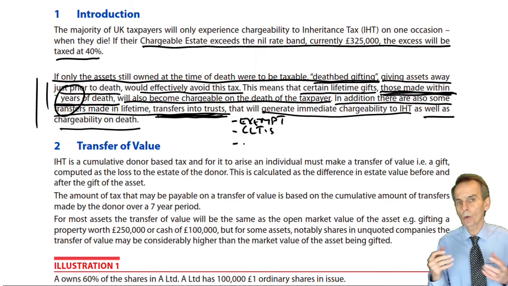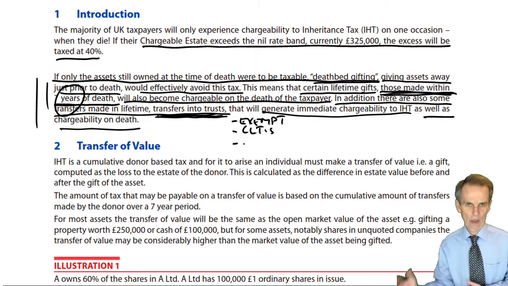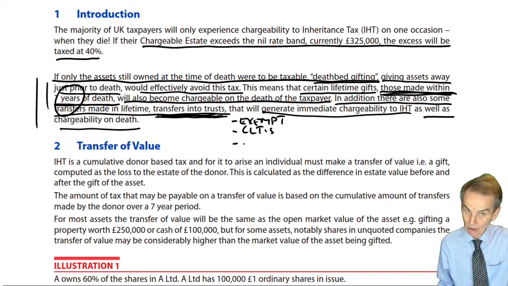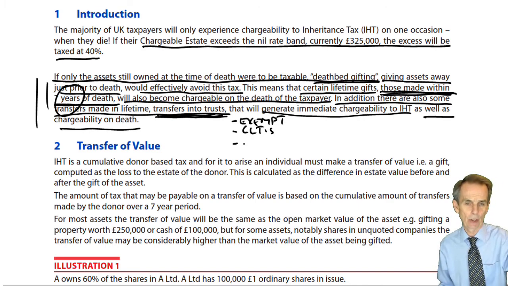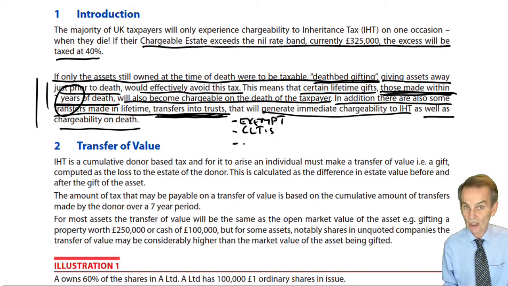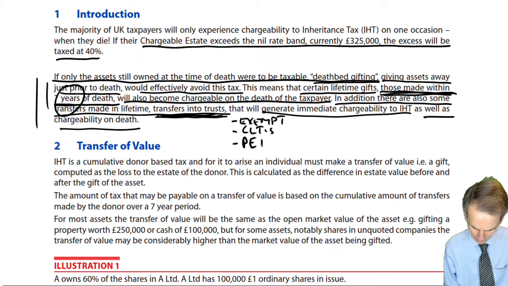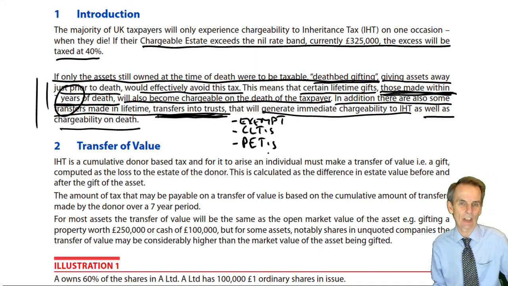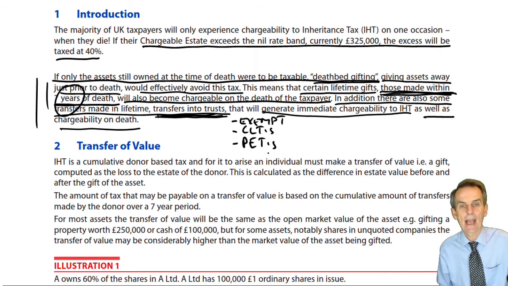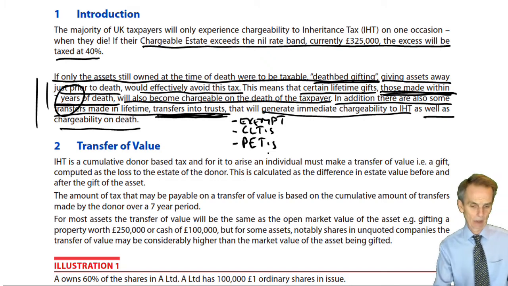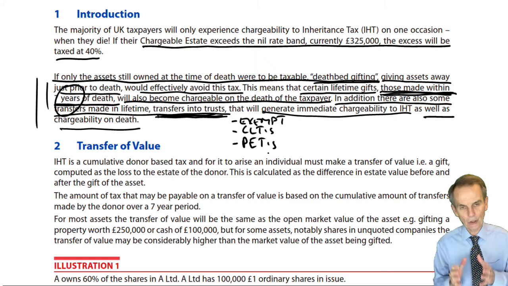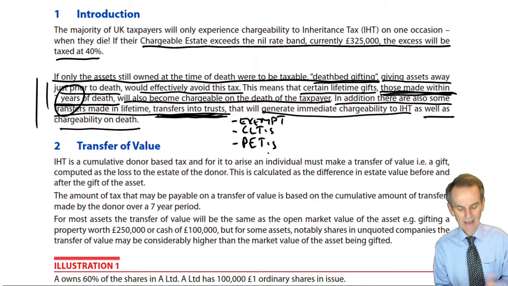Now that leaves a whole lot of other transfers. Any other transfers, other than exempt transfers to spouses or CLTs, transfers into trust, they've got a lovely name. They are known as, another acronym we use here, PETs, P-E-Ts, and that stands for potentially exempt transfers. The idea being, if I make a gift of £100,000 to my son, then at the time I make it, it is potentially exempt. It's not a transfer into a trust. It is to a person other than my spouse. It is a potentially exempt transfer.